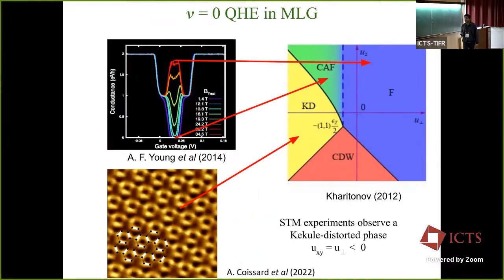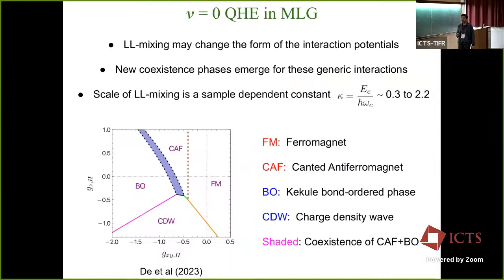So if you relax this condition and allow for higher m pseudopotentials in your interaction, one can find a much more complicated phase diagram. Depending on parameters, you may find some coexistence regions where both bond order and canted antiferromagnet order coexist.